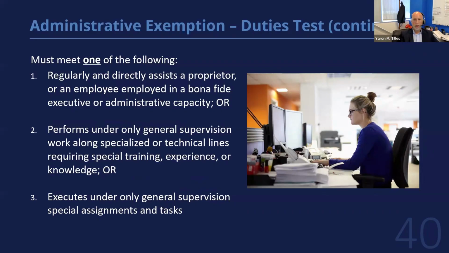Of which there's three. So either regularly and directly assists a proprietor or an employee employed in a bona fide executive or administrative capacity, or performs under only general supervision work along specialized or technical lines requiring special training, experience, or knowledge, or executes under only general supervision, special assignments, and tasks. So these three, you don't have to satisfy all of them. You just need to satisfy at least one of them to maintain the administrative exemption. Next slide.